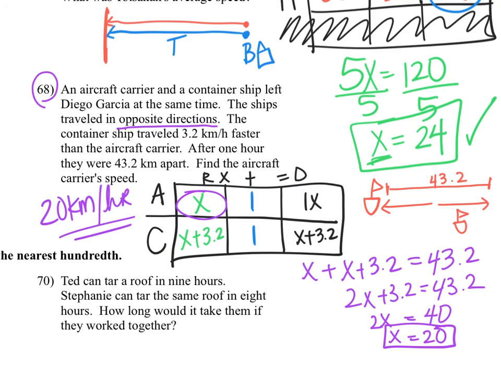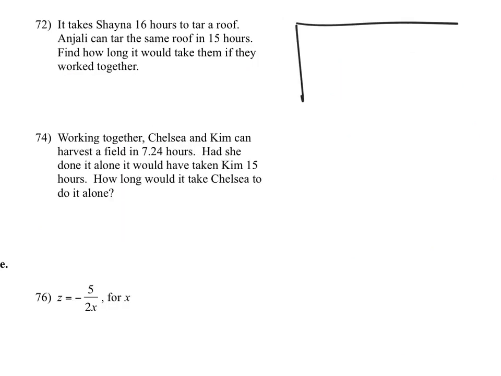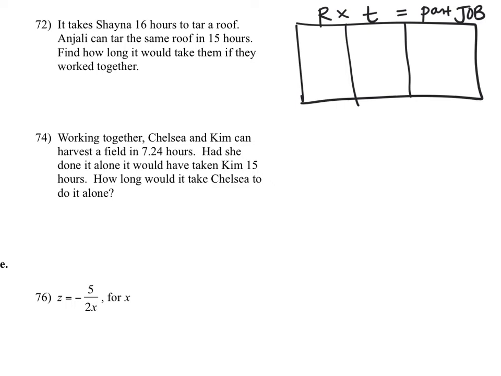And you're done. The last and final type of word problems you're going to have in this worksheet is work rate problems. Again, you can look at your notes or my notes online, but it also has to do with a chart. I am going to have my rate times my time equal part of the job. So I'm going to draw my chart right here.